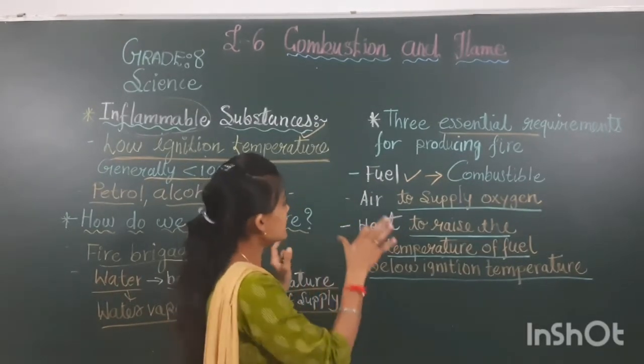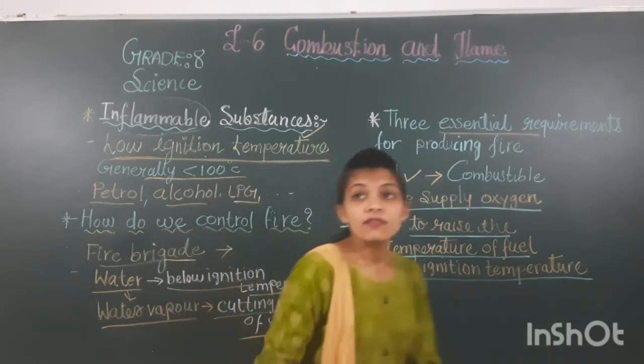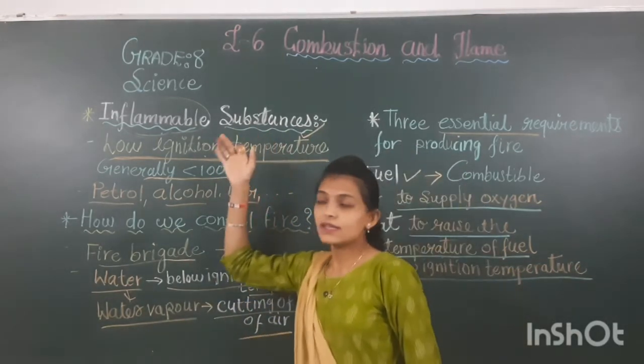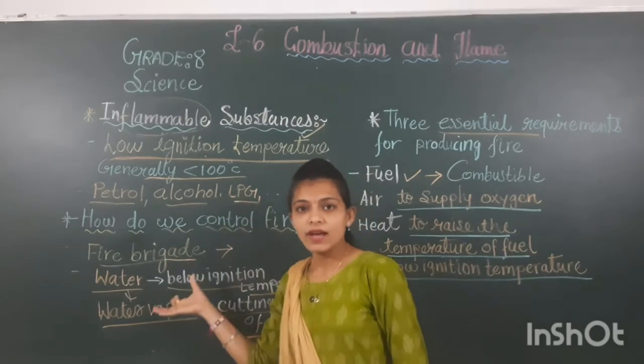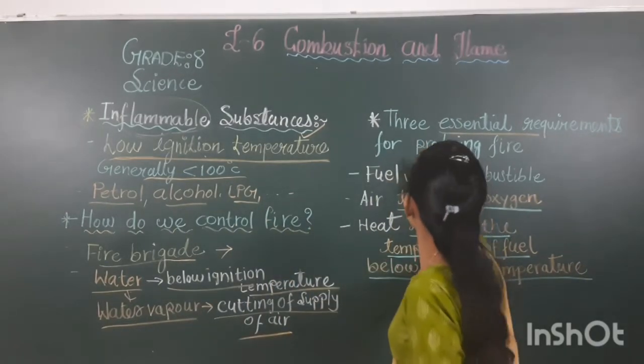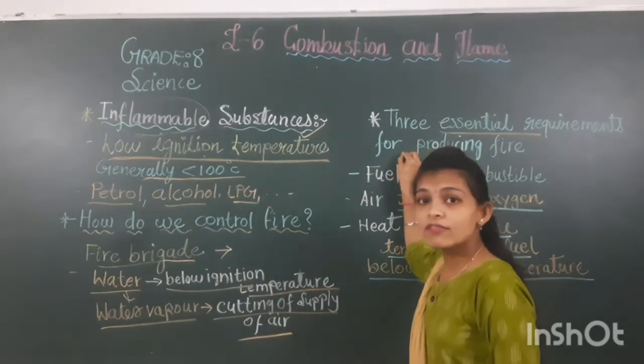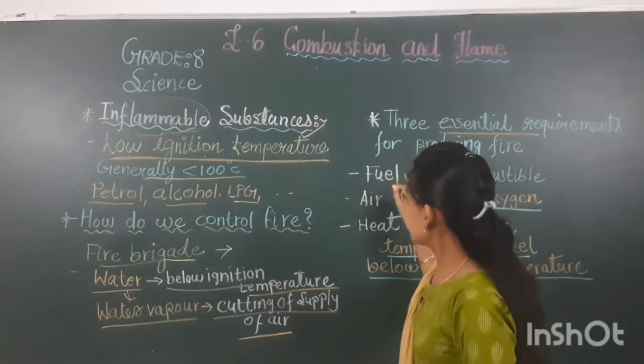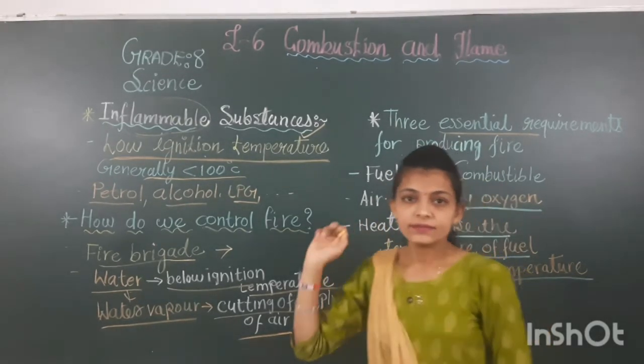Now these 3 points are covered in here only. First is inflammable substances. Second is how we control the fire, and the third is 3 essential requirements for producing fire. That is fuel, air, and heat.